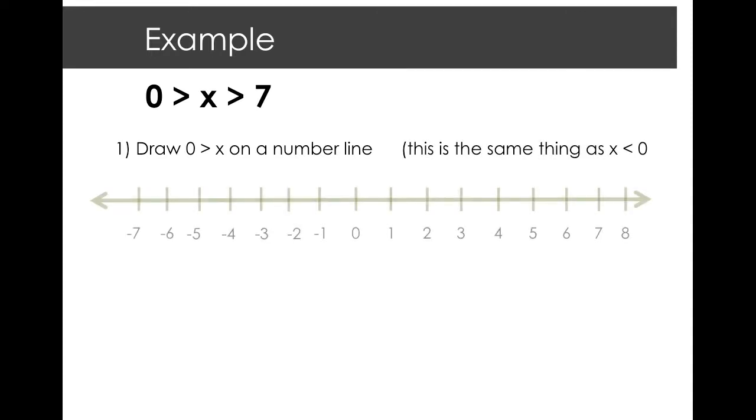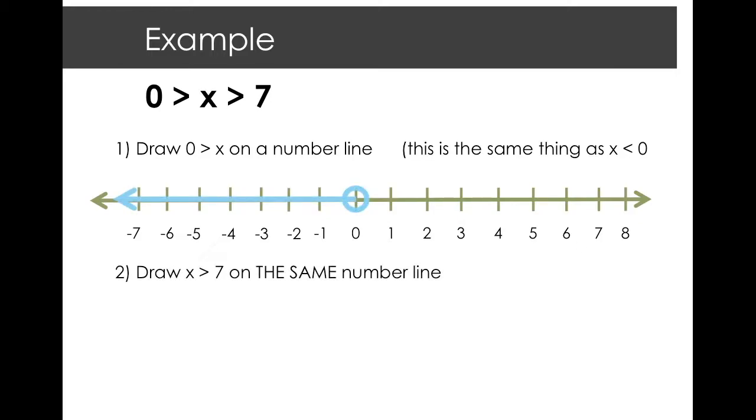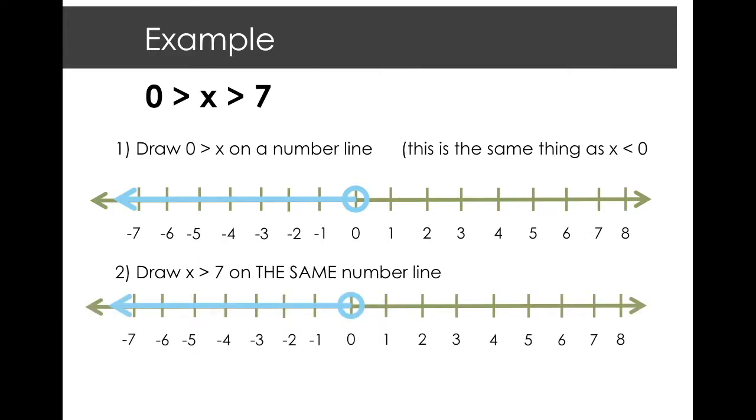This is the same thing as x is less than 0. So here it is. Next, draw the x is greater than 7 on the same number line. So find 7 and draw x is greater than. Open dot on both, right? Because they're both greater than, not equal to. And that's it. That's the answer.